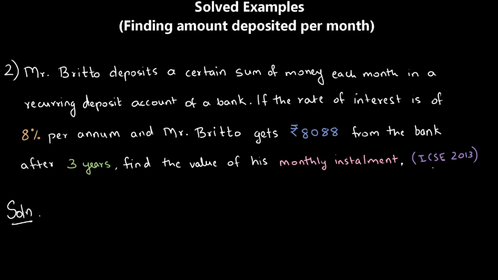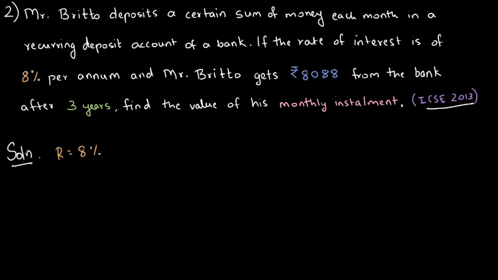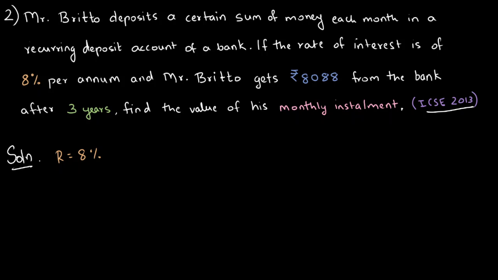And this question had appeared in the ICSE 2013 examination, right? So let's just note our given information first, as usual. So we know that the rate of interest of the bank is 8%. So I'll say R is equal to 8% per annum. And Mr. Brito gets rupees 8088 from the bank. That would mean the maturity value, the amount that he receives from the bank at the end, which is rupees 8088, right? And he gets that after 3 years.